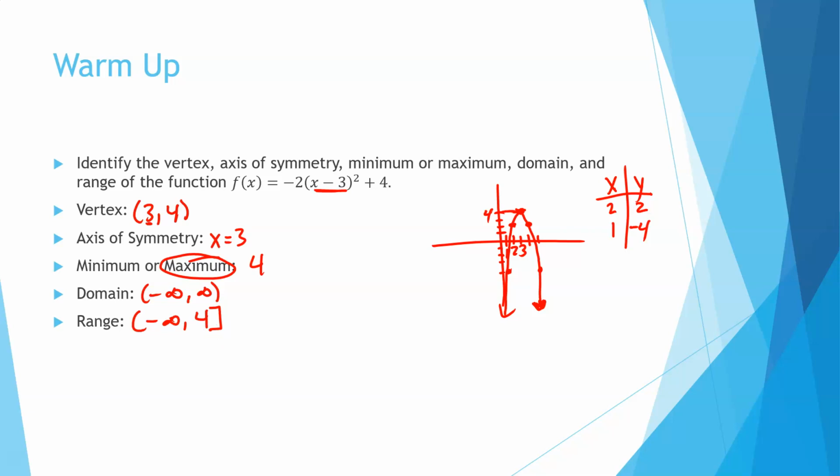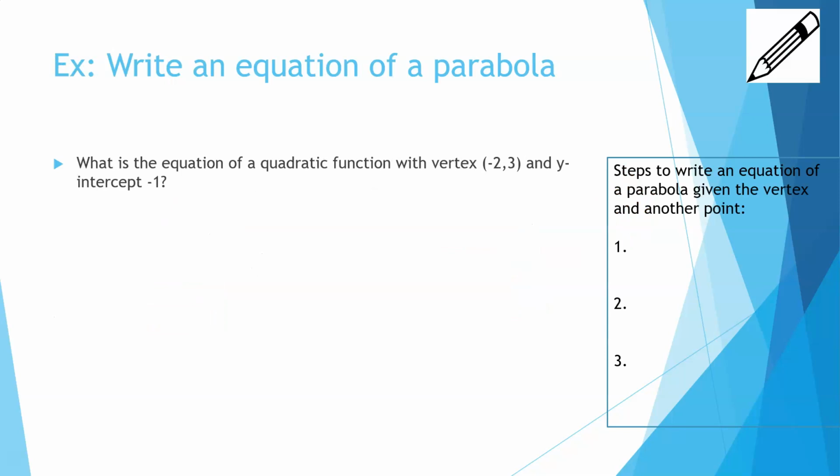Okay, so now that we've summarized yesterday, hopefully you did well on that. Now we're going to talk about the first of those things I wrote on the first slide. We are going to learn how to write an equation of a parabola given a vertex and a point. So get this question written down. It says, what is the equation of a quadratic function with vertex (-2, 3) and a y-intercept of negative 1?